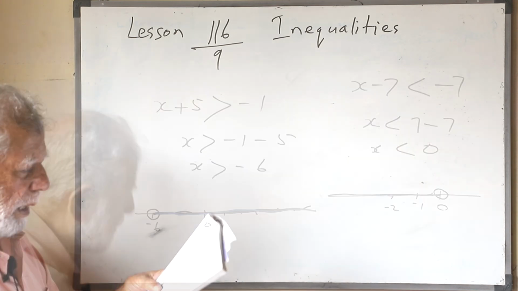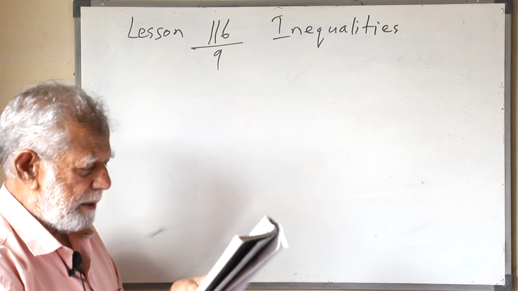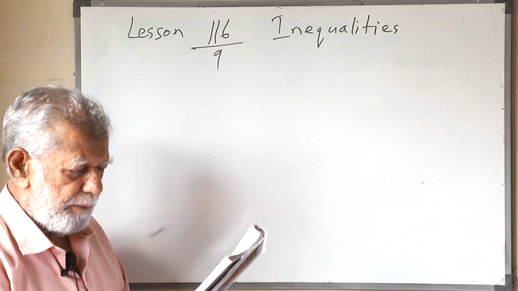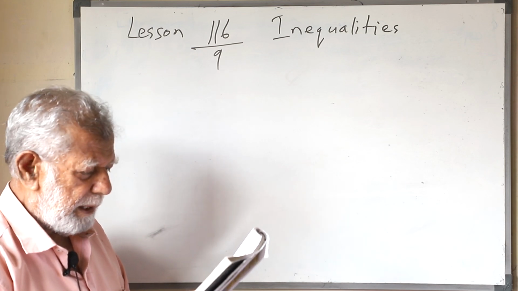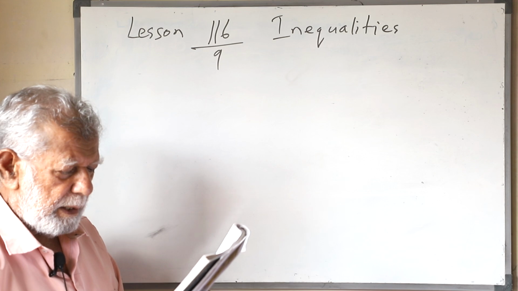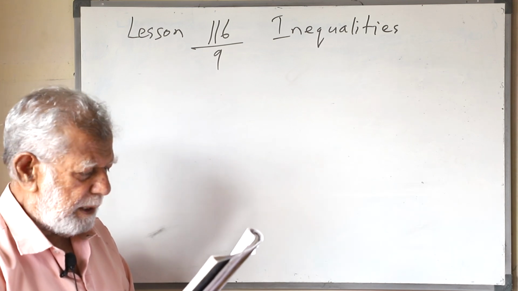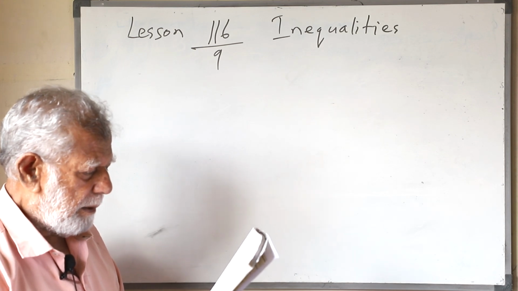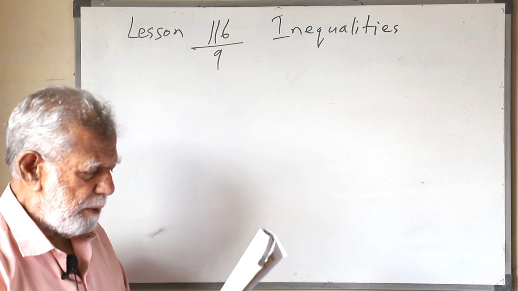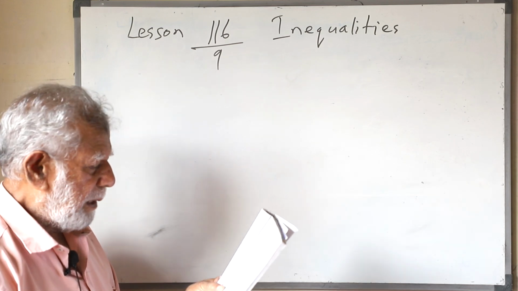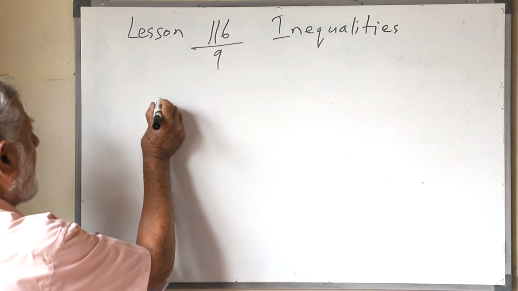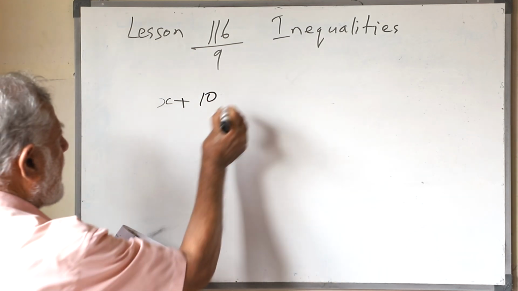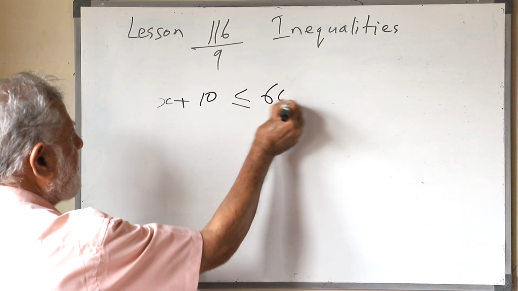Look at the next sum. Sakendu has 60 rupees. He buys a book for X rupees and a pen for 10 rupees. The total value of the items he bought can be expressed in terms of an inequality. So it will be X plus 10 less than or equal to 60.